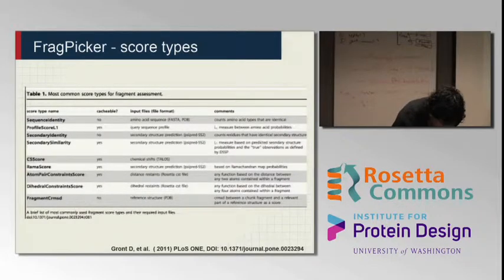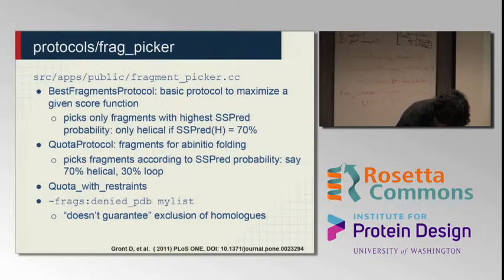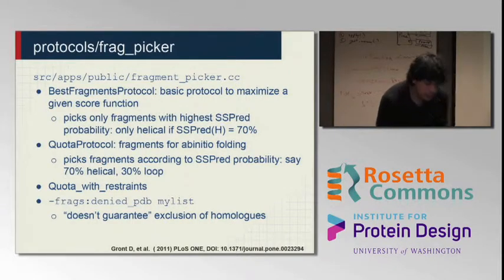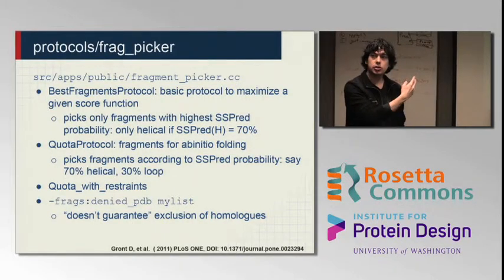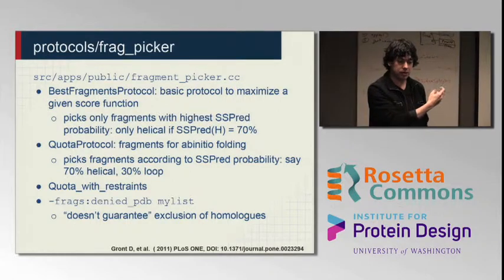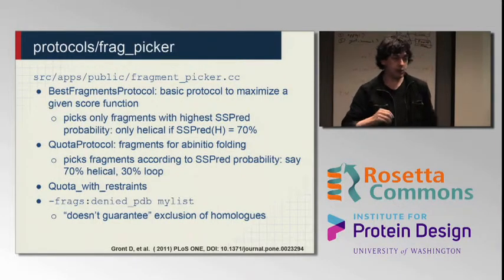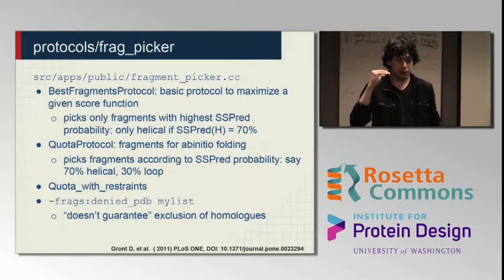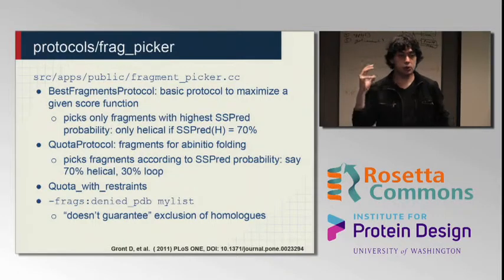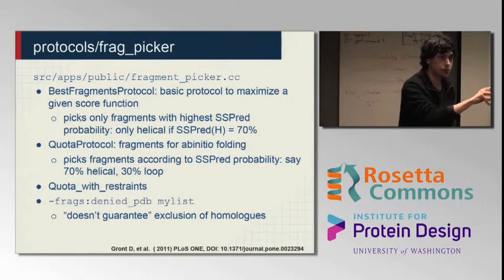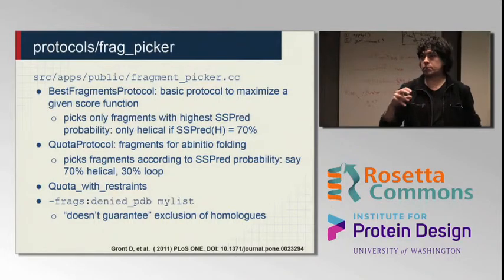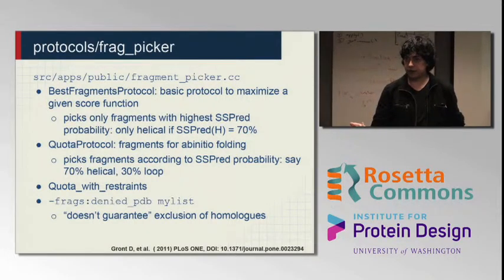On top of this, there are different ways to choose the fragments, right? So there is the best fragment protocol, which is going to make a secondary structure prediction of your sequence. Then if there is a part of the sequence which is predicted with certain probability to be a certain secondary structure, you're only going to choose fragments that have that secondary structure. And secondary structure prediction algorithms are actually not perfect, right?